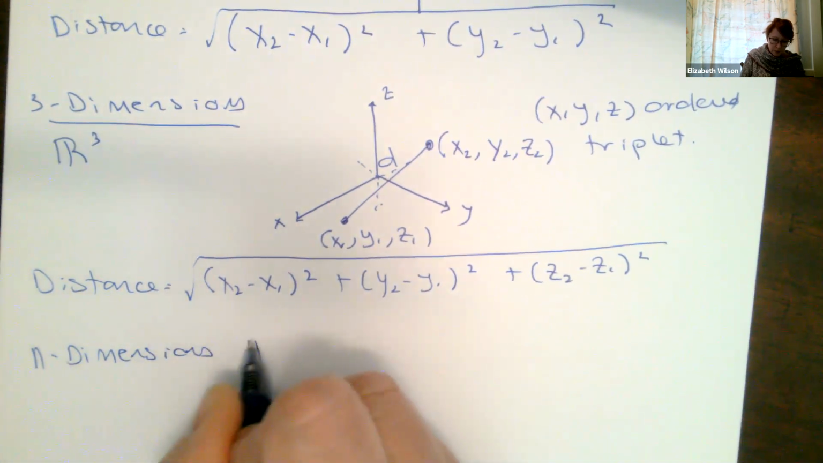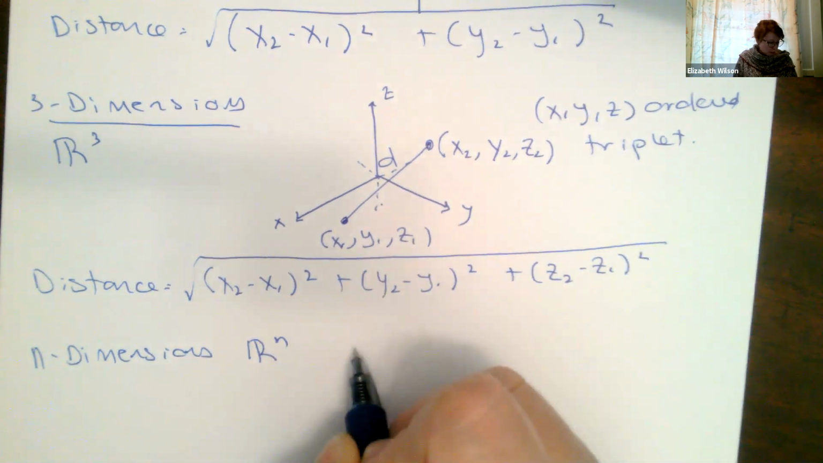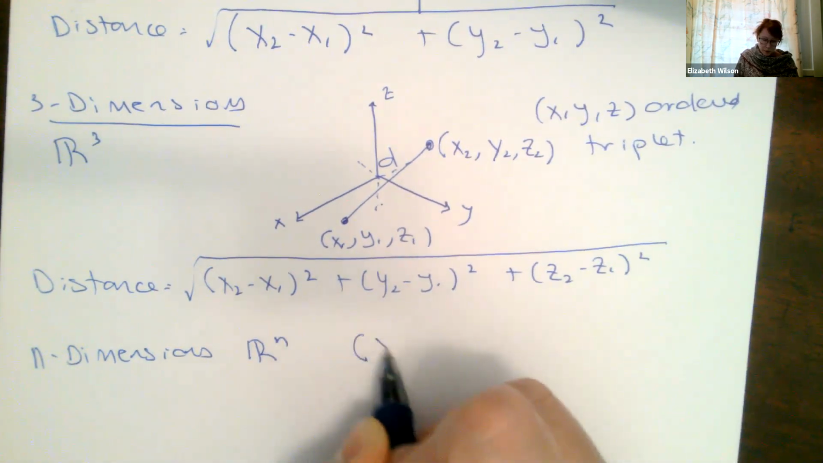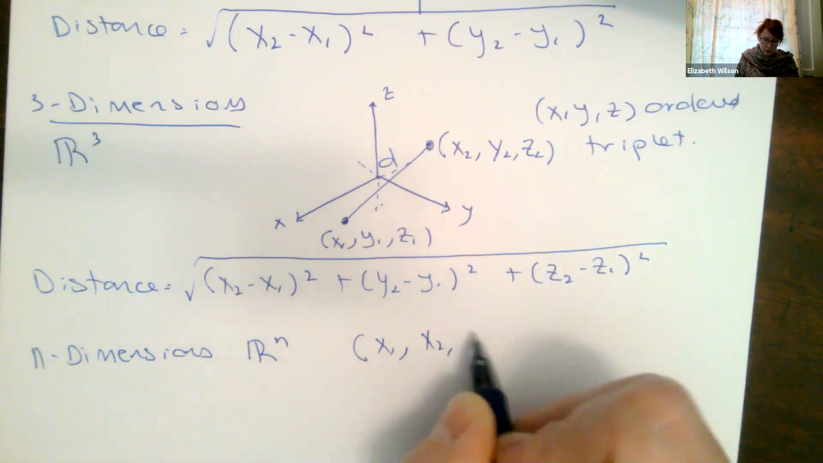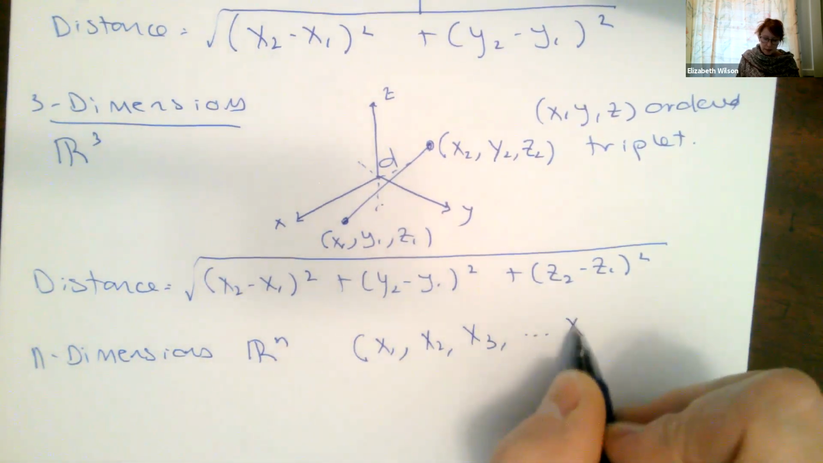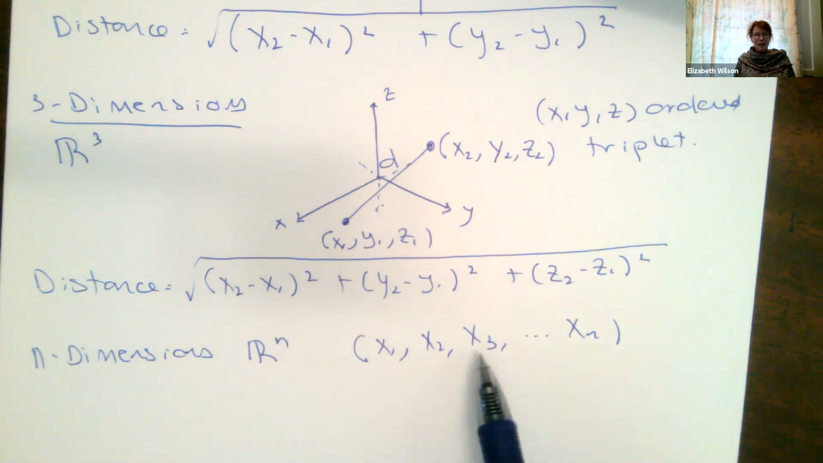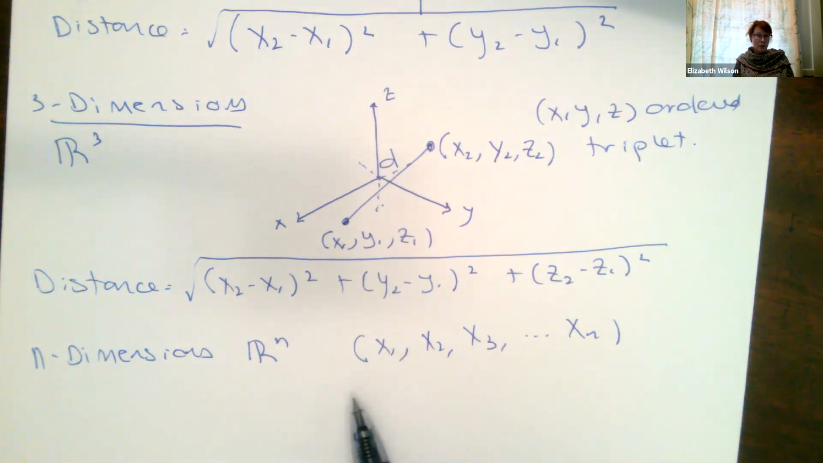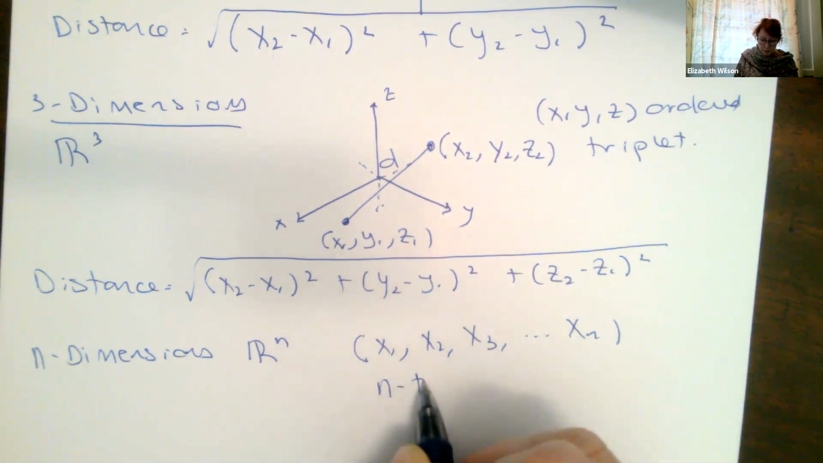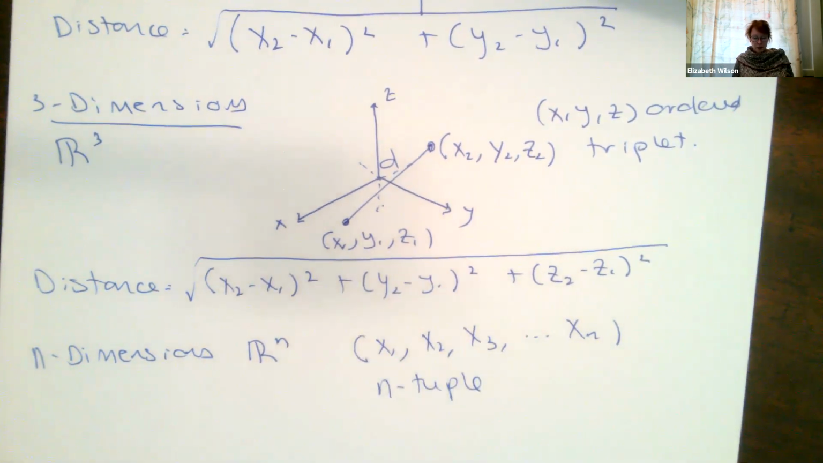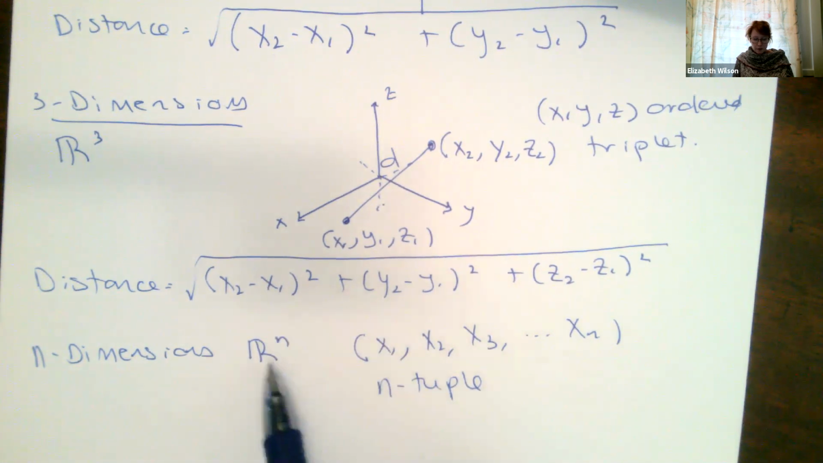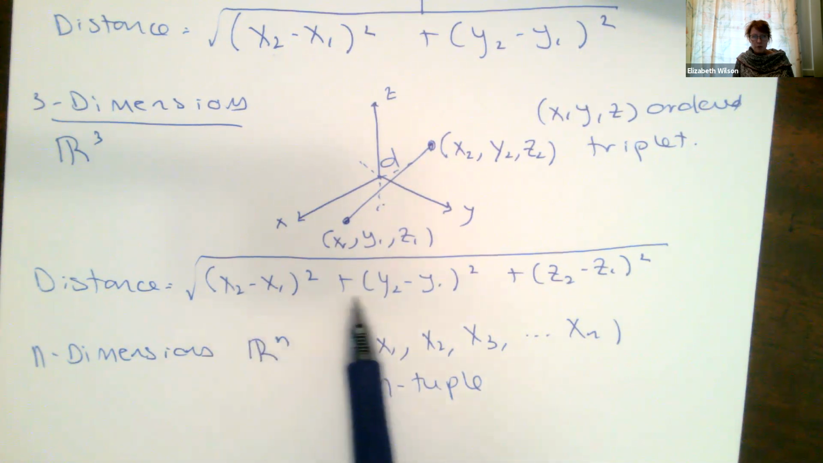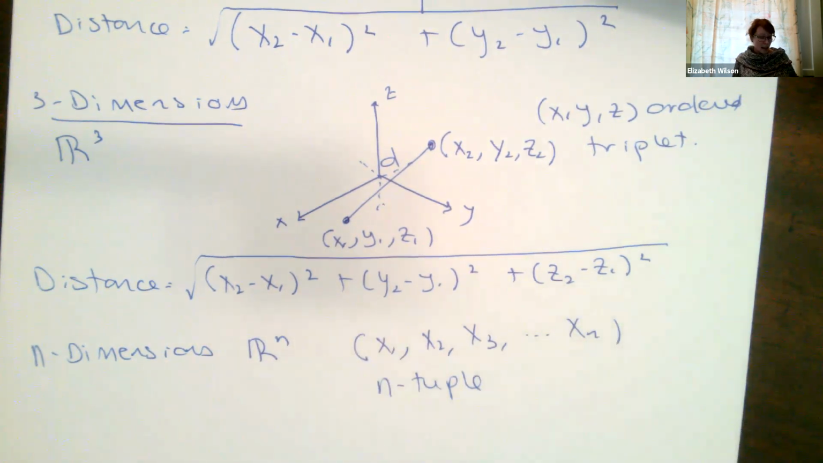And say all real numbers up into n. So I would say I've got x1, x2, x3, and so on up to xn. When we get beyond x, y, z, we start just calling it x1, x2, x3, x4. They just become components in what we call an n-tuple, where n is our dimension. To find the distance between two points of the same dimension, I would just do this out to n dimensions.